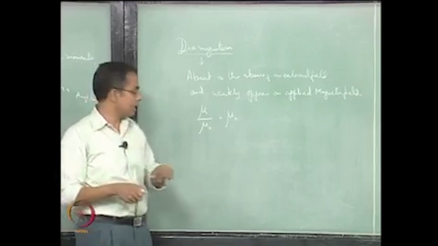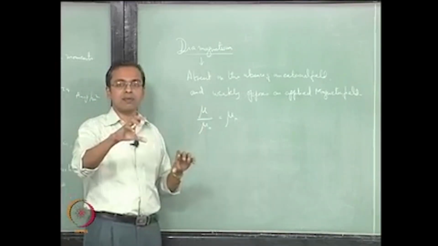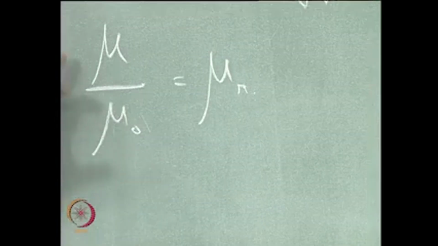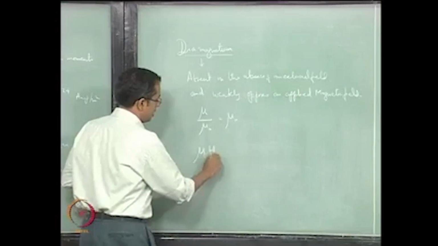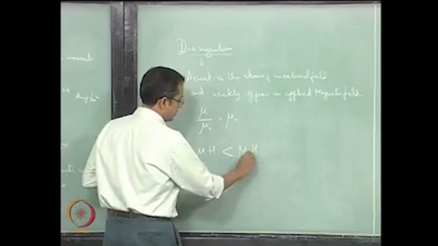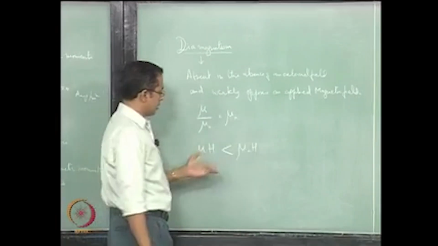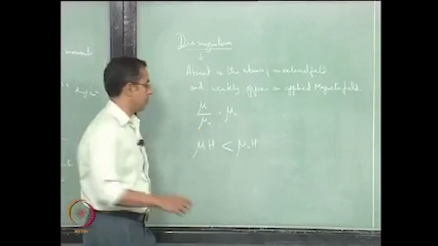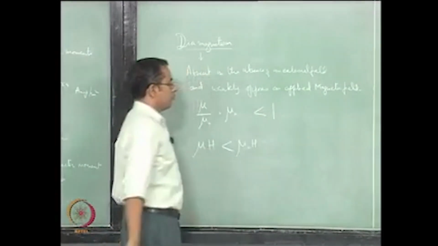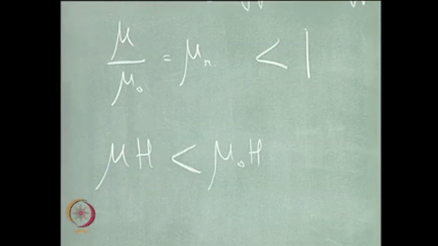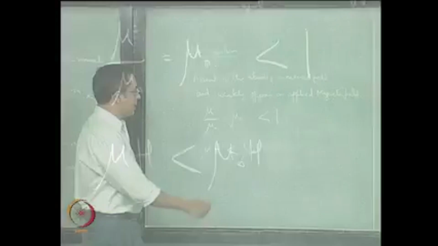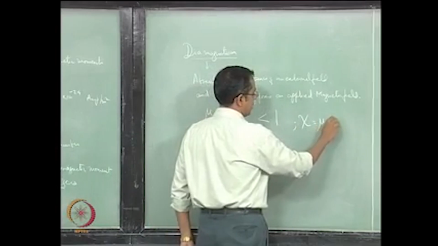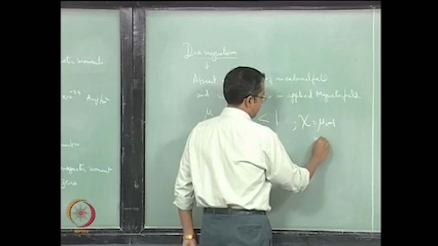This mu times H is less than mu naught times H, and that is how it conveys to you that it is opposing that field. So you are getting a little less induction there than you would if you had vacuum. So mu times H is less than mu naught times H in this case, which, since H is a constant, simply means mu by mu naught, which is this relative permeability, is less than 1. So for diamagnetic materials, mu by mu naught is less than 1, mu r is less than 1. And therefore chi, which is mu r minus 1, is negative.